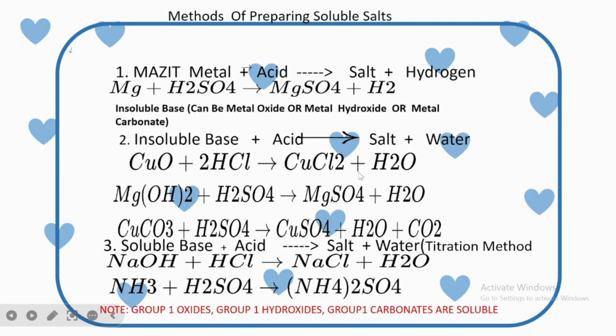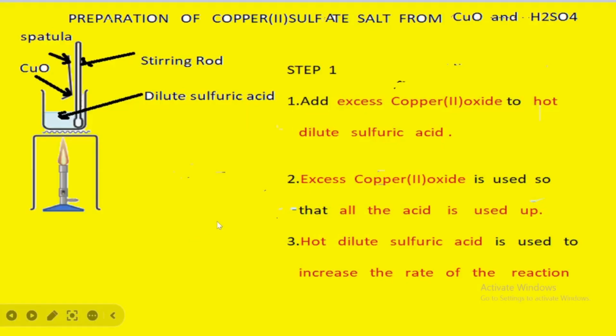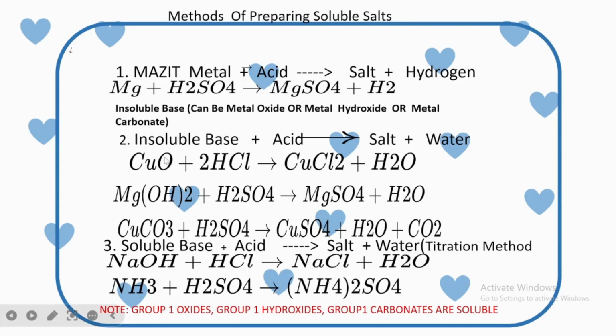Suppose you were asked to prepare a salt like copper chloride. We know it is soluble. So once it is soluble, you put a line in the center and identify from which acid it has been prepared. It has been prepared from hydrochloric acid. Then you check your metal here. It is copper. It is neither a MAZIT metal nor any of those active metals, sodium or potassium. Then, in that case, you can take the respective oxide or carbonate. Oxide plus acid gives me salt and water. Carbonate plus acid gives me salt, water, and carbon dioxide.